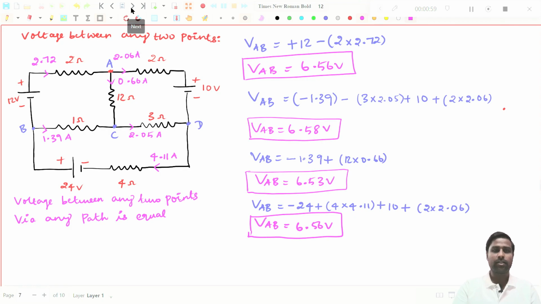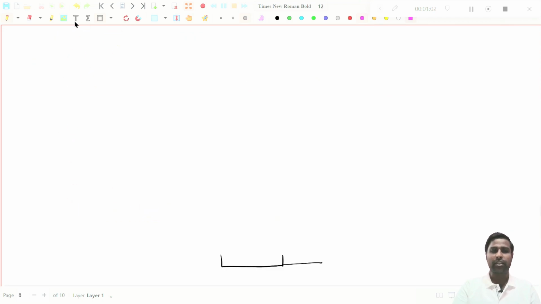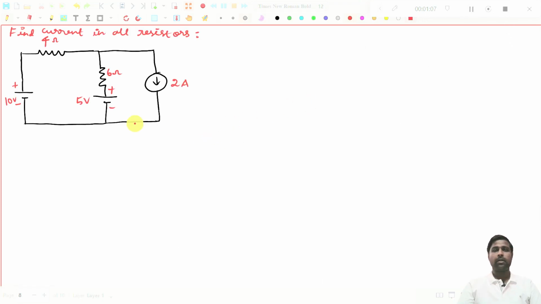So in today's class, we will take a new problem, and you see this is the problem. Find current in all resistors. Now you see we have two loops, so we are going to write the KVL expression. This is the first loop and this is the second loop. And there is a current source here. So if you see any problem like this, first of all you just assume the current directions, like this.